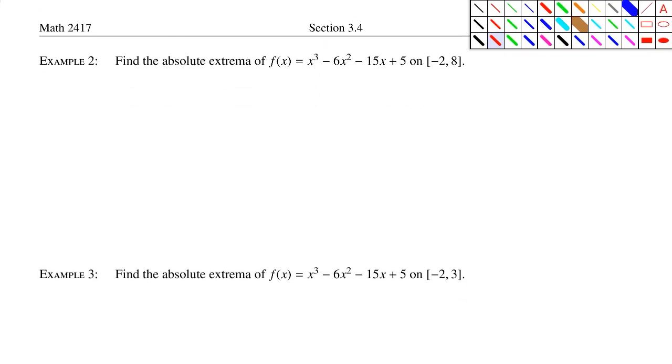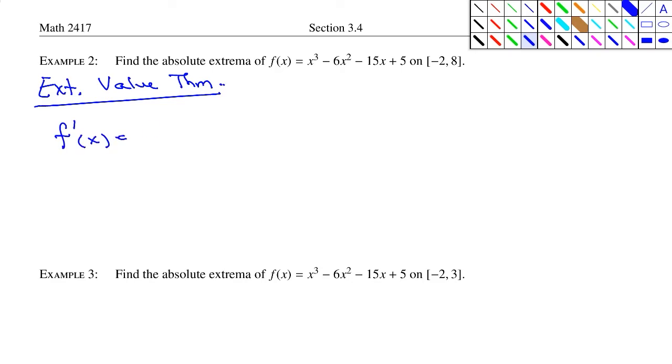Example number 2. Find the absolute extrema of f of x is equal to x cubed minus 6x squared minus 15x plus 5 on the closed interval -2 to 8. So the extreme value theorem applies. And so we find the derivative. The derivative is 3x squared minus 12x minus 15. And we want to find the critical values, so we set it equal to 0 and solve for x.